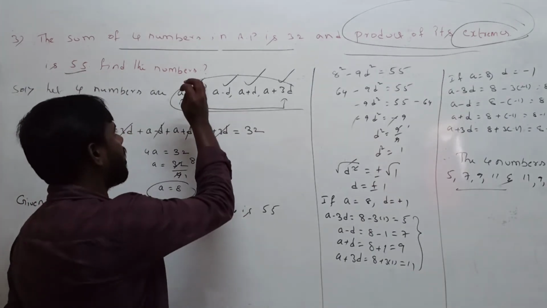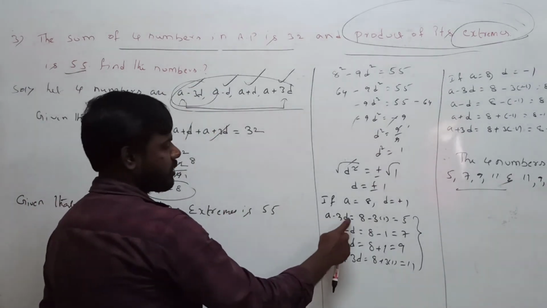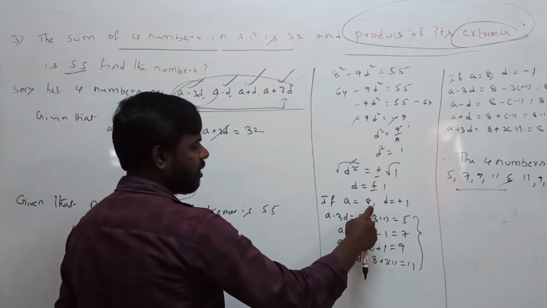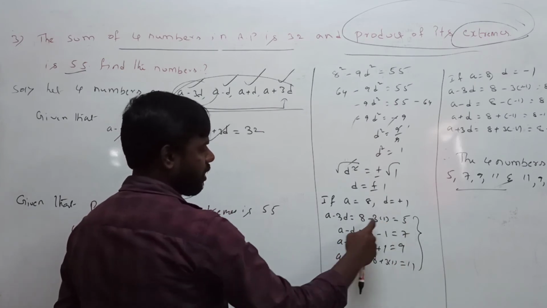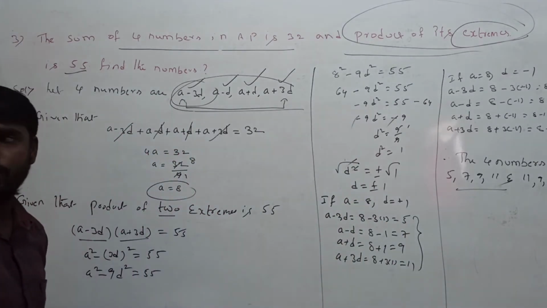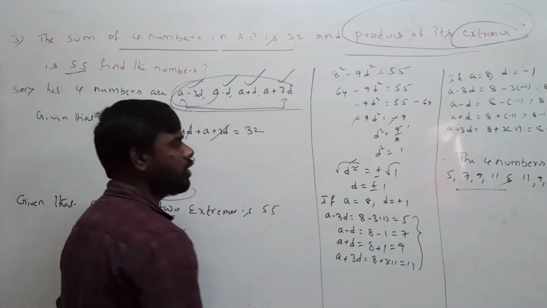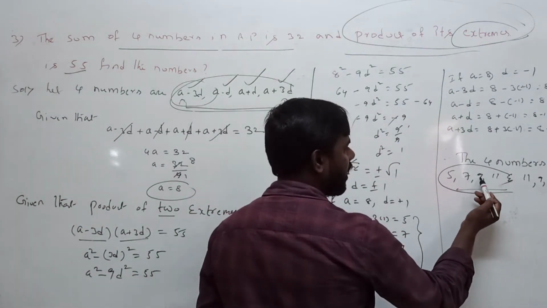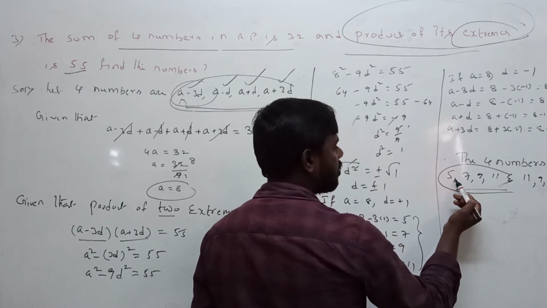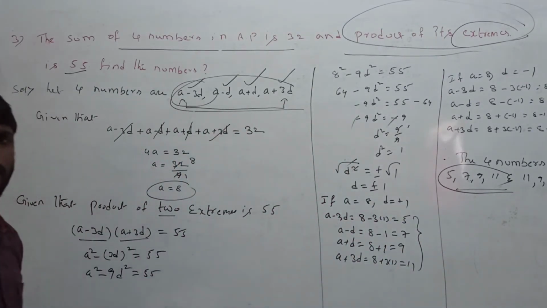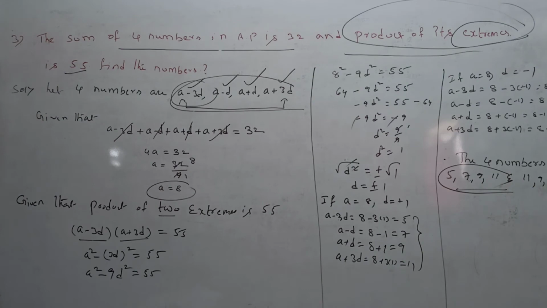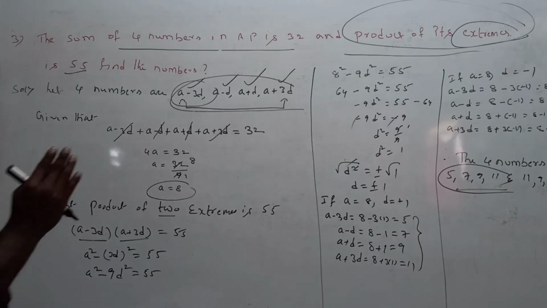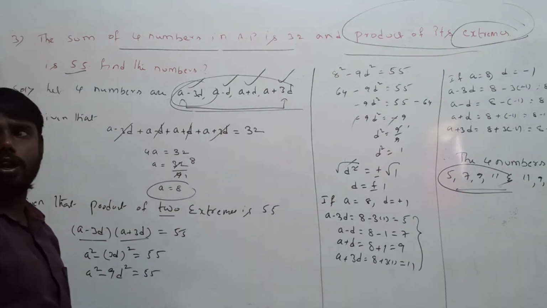First number you are taking is a minus 3d. A value is 8, d value is 1. 8 minus 3 is 5. Same like that you can substitute all values. Finally you get the 4 numbers you are assuming. So you can add this: 11 plus 9 is 20, 27, 27 plus 5 is 32. So which numbers are possible? The 4 numbers are 5 comma 7 comma 9 comma 11, or else 11 comma 9 comma 7 comma 5.